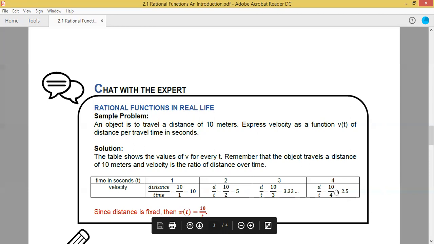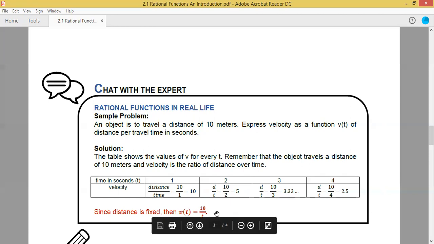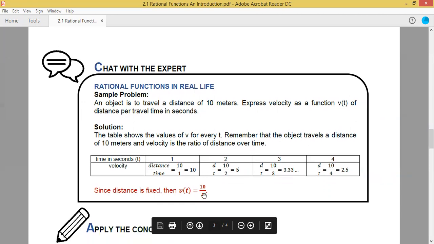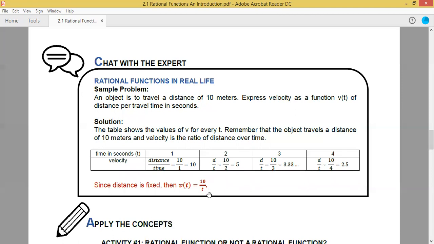Remember that our distance is fixed. Only the time changes. So how do we express velocity as a function v of t? That will be 10 over t. Now it's your turn. You do the apply the concepts, MVC boosters, and performance task number 1.